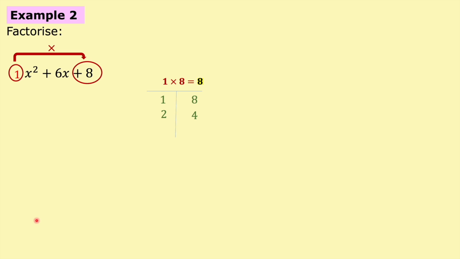So we need to figure out what pair multiply together to give us 8. So we know that they all multiply together to give us 8. And what pair add together to give us 6.